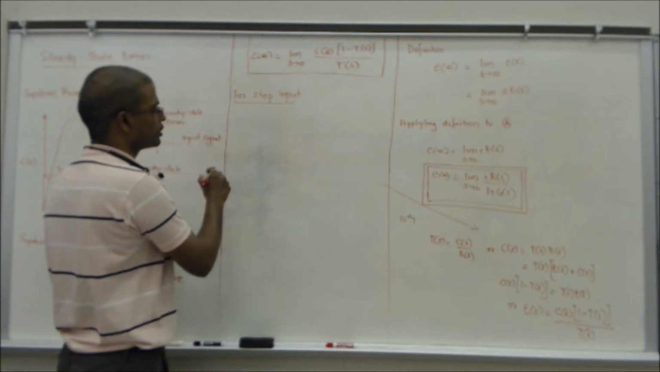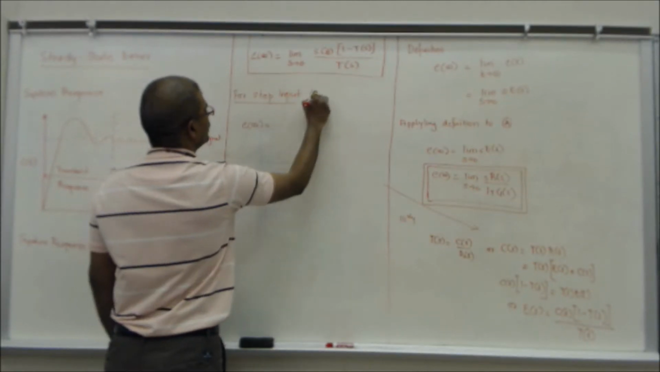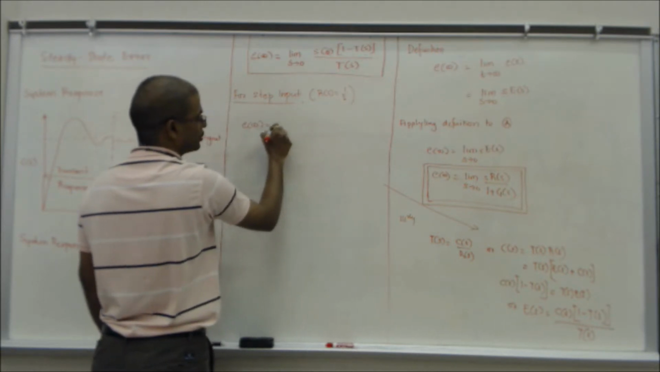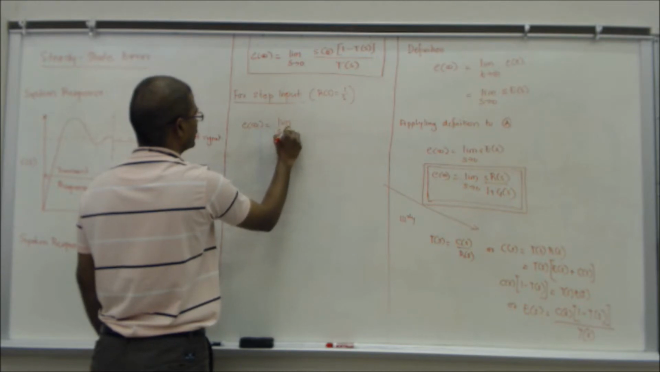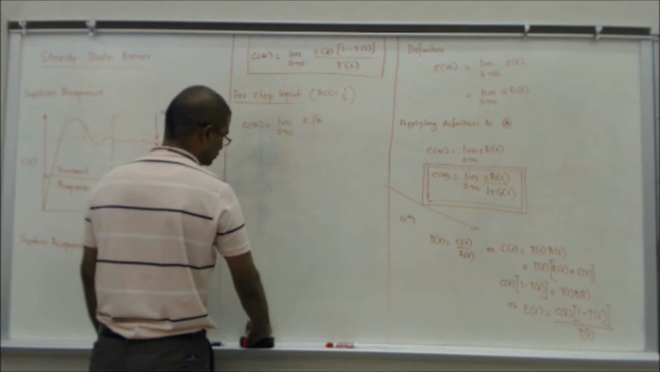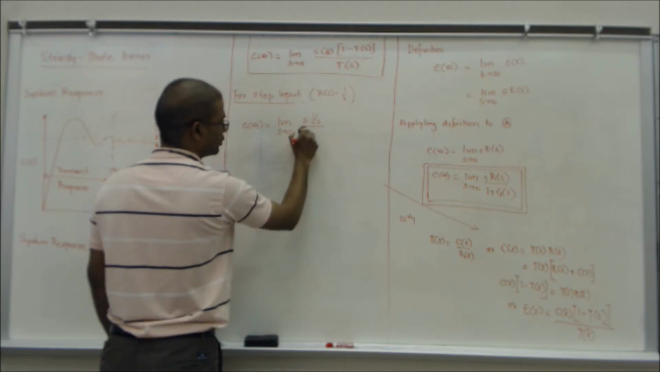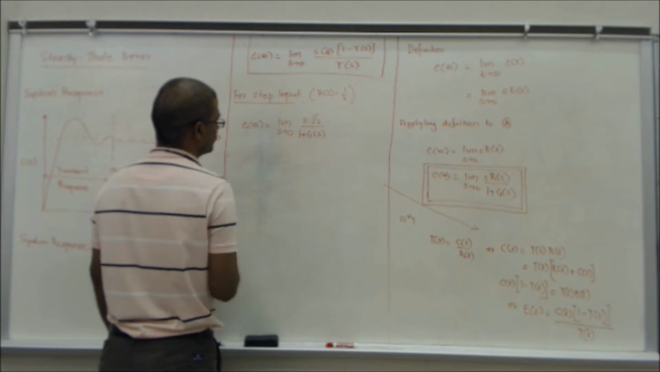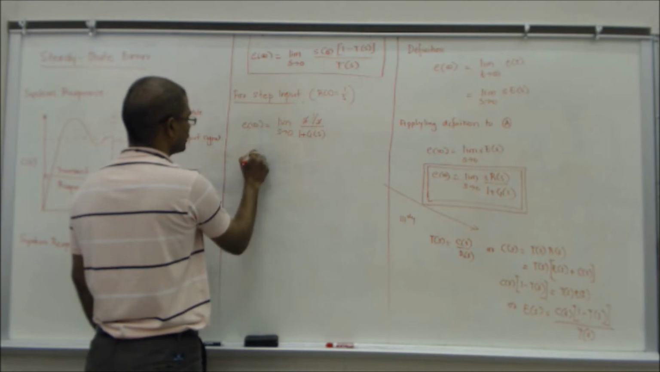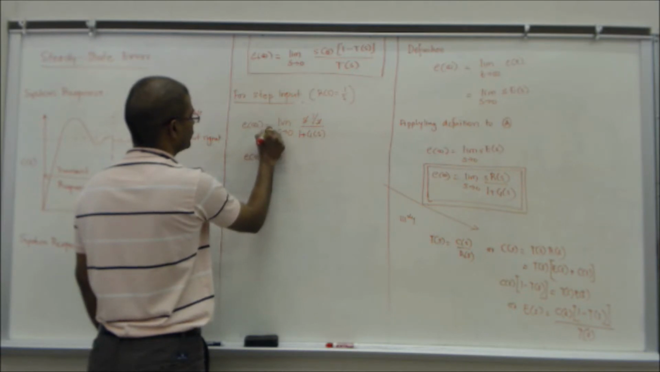For step input, we'll be using this definition. Focus on this. For step input, what is the steady state error? How do we define it? Quite simply, it is... Here, step input means R of S is simply 1 over S, right? So we have limit as S tends to 0, S into 1 over S divided by... This cancels. The E infinity can be expressed as... So here we'll do this. We'll use this step.